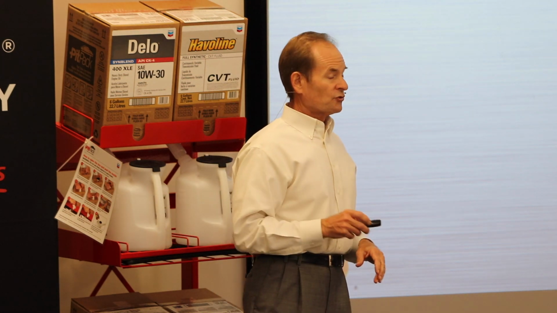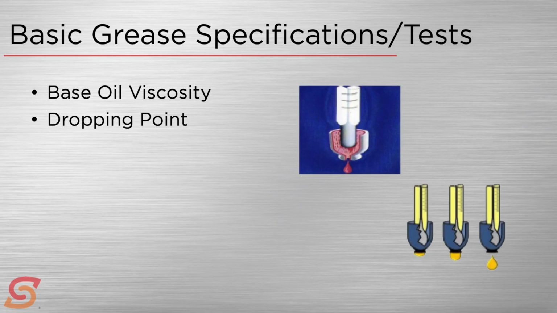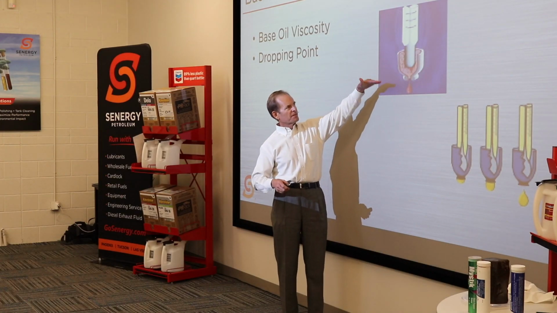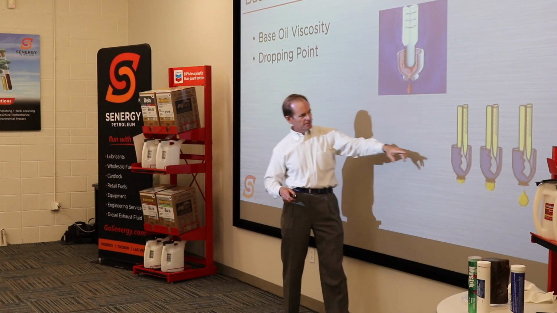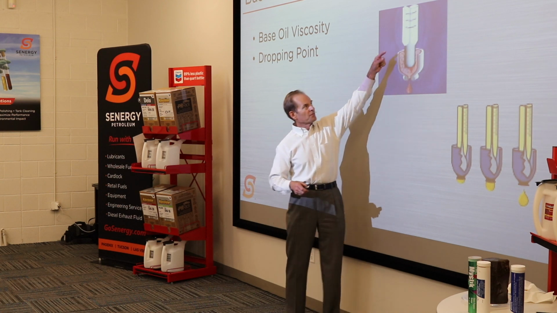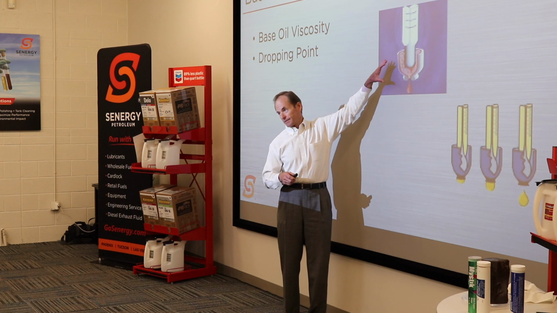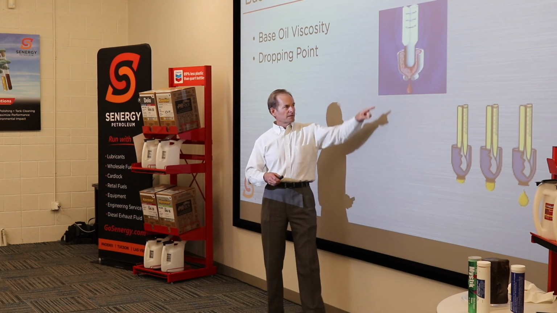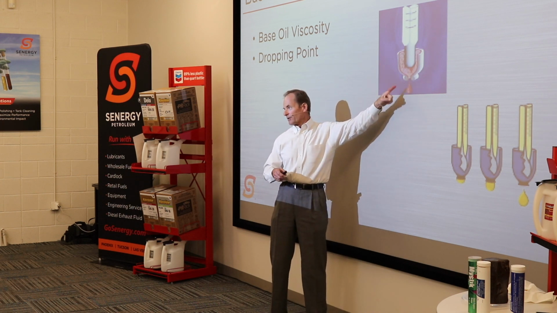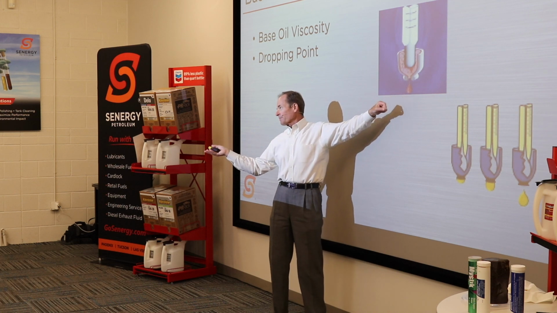Okay. Dropping point. I mentioned dropping point earlier as a test method for determining how well that thickener is going to hold together under high temperatures. And this is how it's done. You've got two different representations here. You get this little metal cup. You put a thin coating of grease on the inside of the cup. You've got a thermometer that comes down in the middle, so you know what temperature it's at, and you start applying heat. You start heating this up. The first drop that falls out of here is the dropping point.